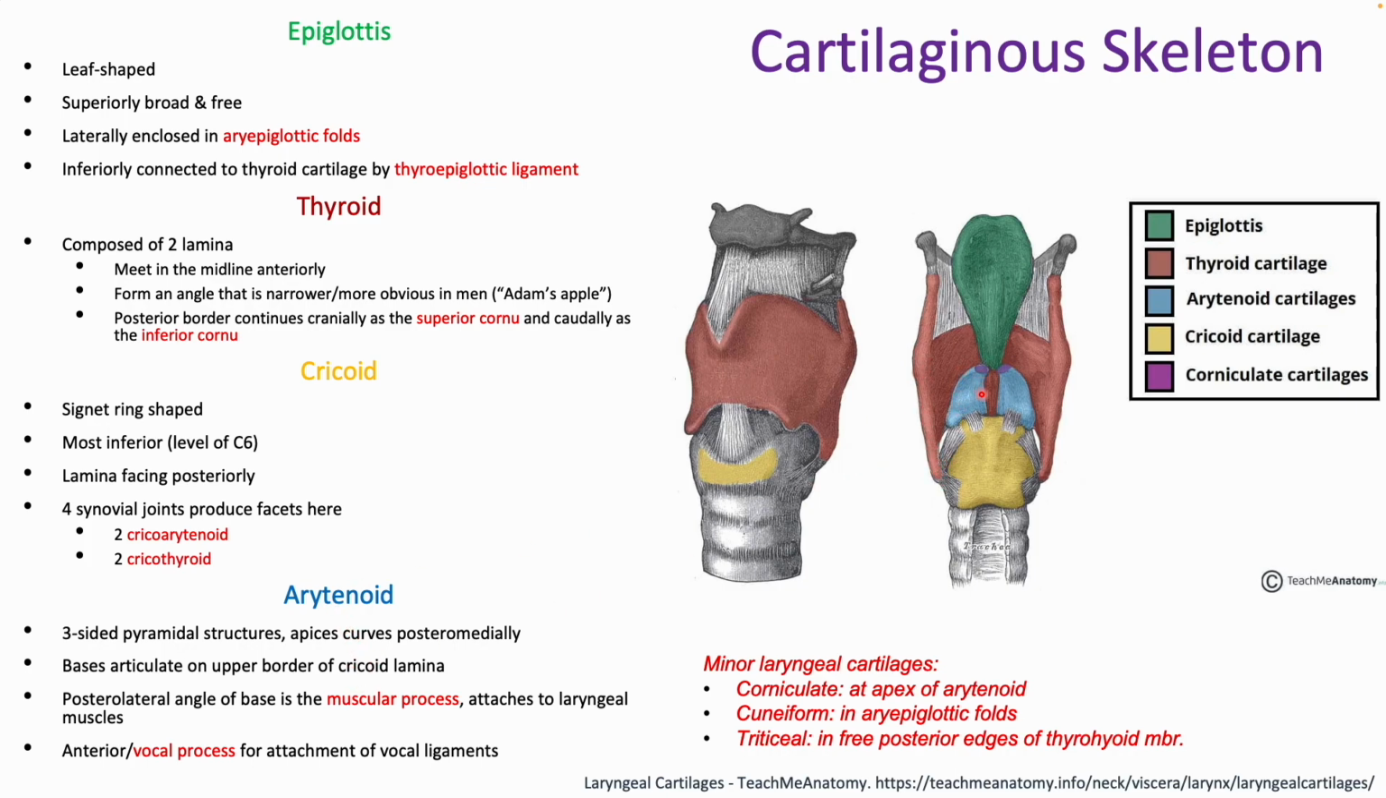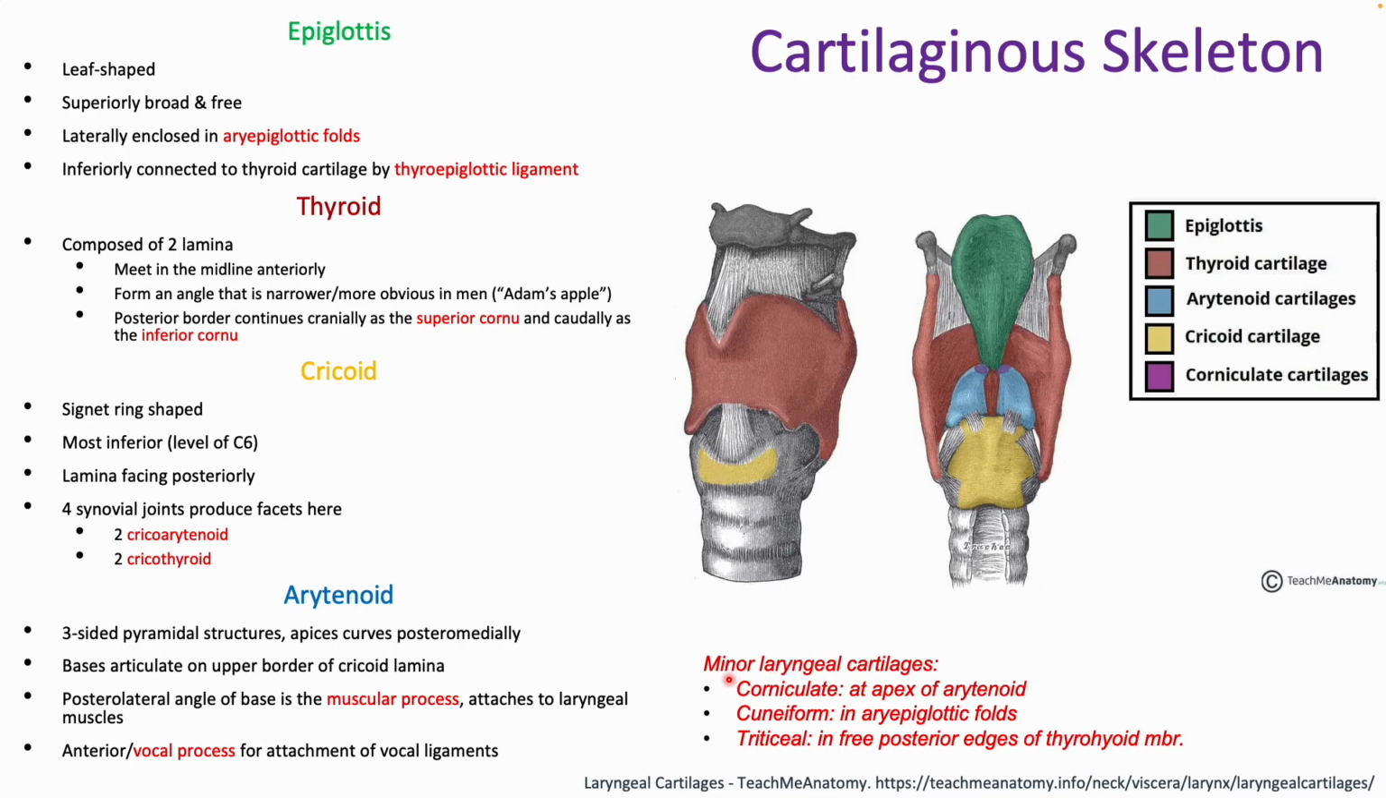Finally, we'll look at the arytenoid cartilage, which is going to be this 3-sided pyramidal structure, and the apex of each of those is going to curve posteromedially, so medially posterior. The bases are going to articulate on the upper border of the cricoid lamina, so right here you can see that. It's going to attach right there is what that means. And the posterolateral angle, so down in this corner, is called the muscular process, and that'll become important as we look at all the muscles here. But right here's the muscular process, and it's going to attach to the laryngeal muscles. We also have the anterior or vocal process, which is going to attach the vocal ligaments on here.